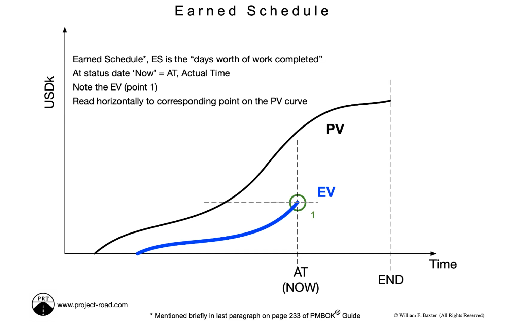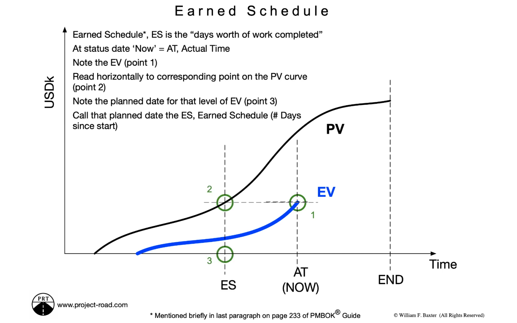And instead of reading up to the plan value to calculate an SPI equal to EV over PV, we're going to read horizontally over to the left, pick up the plan value curve, and then read down to the timeline and ask ourselves, at what point in time should we have achieved the earn value that we've achieved now? So for example, if we're at an actual time of 17 days now, but we should have achieved this earn value at 9 days, then we'd say our earn schedule is only 9 days.